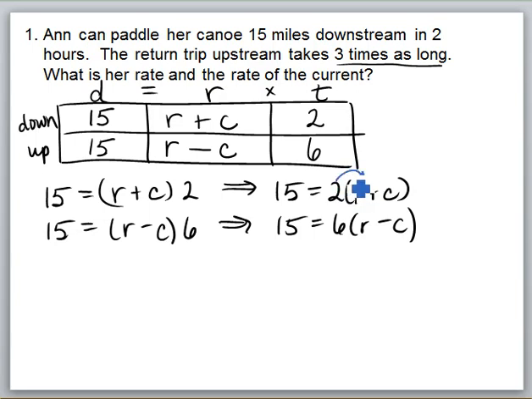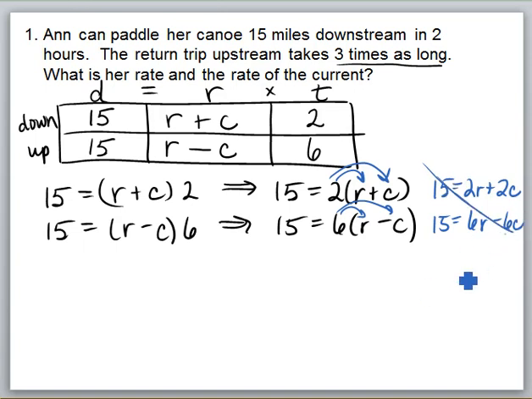You could very well distribute and create these two other equations, 2r plus 2c, and you could distribute here and create 15 equals 6r minus 6c. I am not going to do it this way. You can. It will create a lot more work because if you look and you try to add these together, nothing falls out. What I am going to show you guys how to do is, let's try to make this a little bit easier on ourselves.